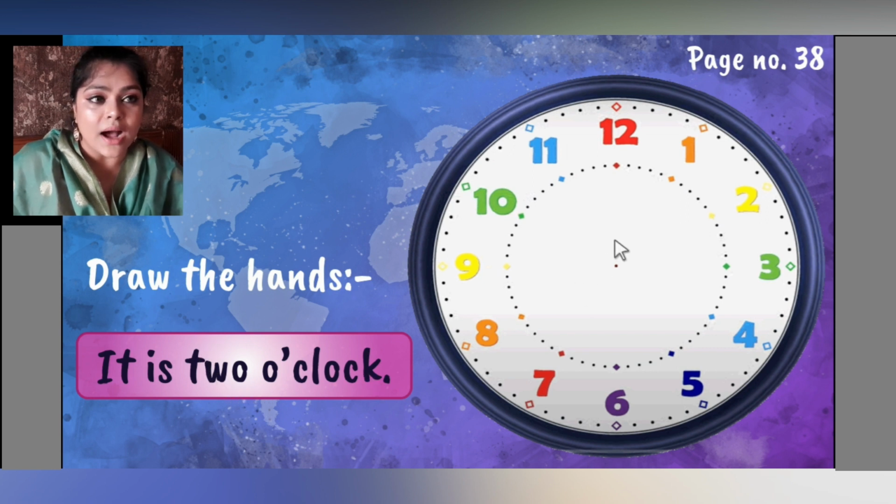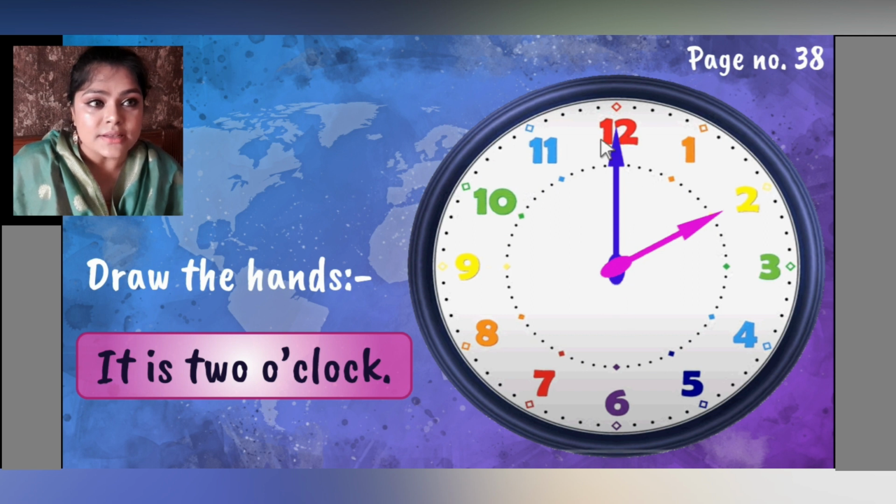Now 2 o'clock, so the hour hand will be pointing at 2. Very good. And the minute hand will point at 12. Very good. It is 2 o'clock. So now you have to draw the hands. The small hand, the hour hand, you will point at 2, and the minute hand you will point at 12. Now draw. You can pause the video and draw. Okay. Done. Let's do the next one.